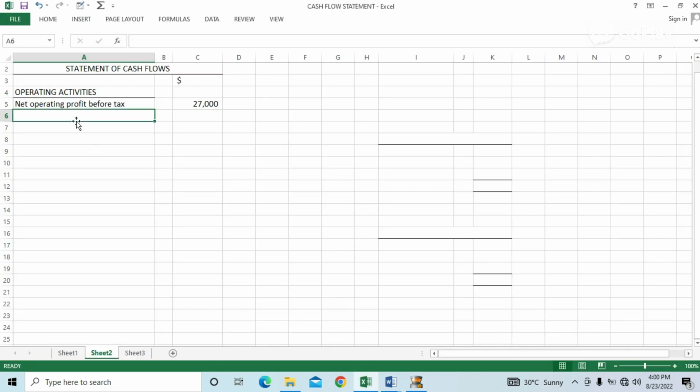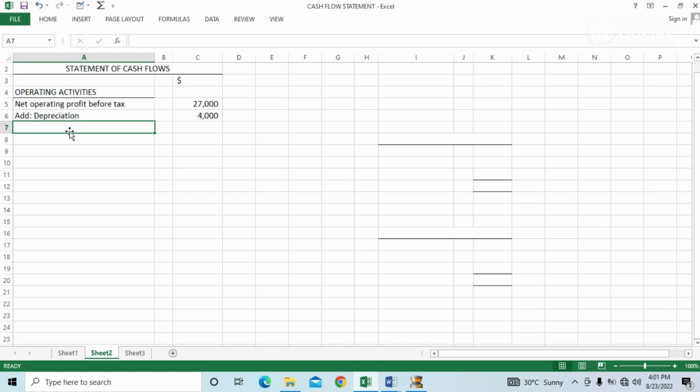So we add depreciation, because depreciation is a non-cash item. How much was the depreciation? The depreciation was 4,000. So we add the depreciation back, 4,000. So that is that for the depreciation.